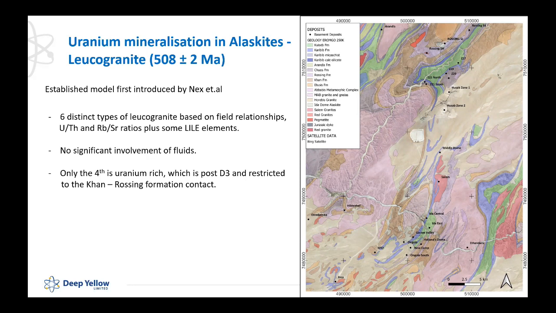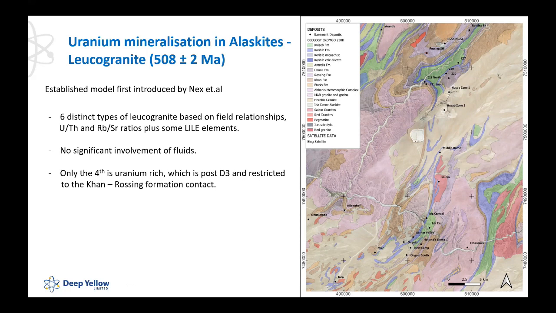Are they deformed? Are they folded? Are they boudinaged? Are they cross-cutting? Are they straight? These kinds of relationships were taken into account to devise 6 different types of leucogranites. And that model basically has been followed by all subsequent workers. Naturally, they all have a bit of a different uranium-thorium ratio, and there's also some slight difference in rubidium-strontium ratio and other little elements.